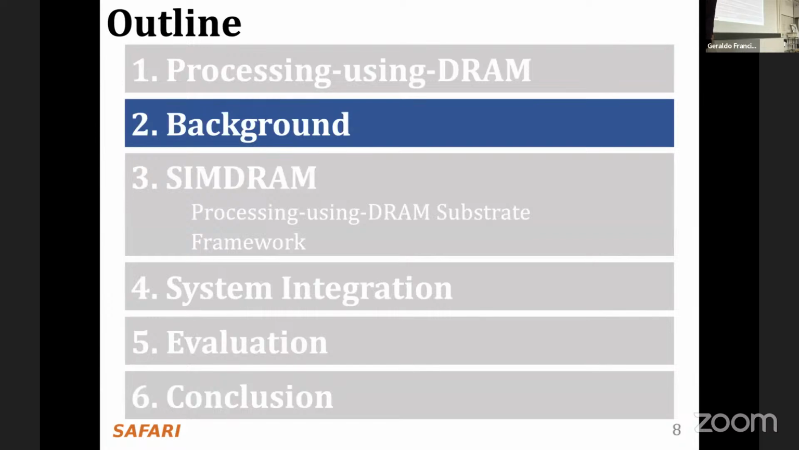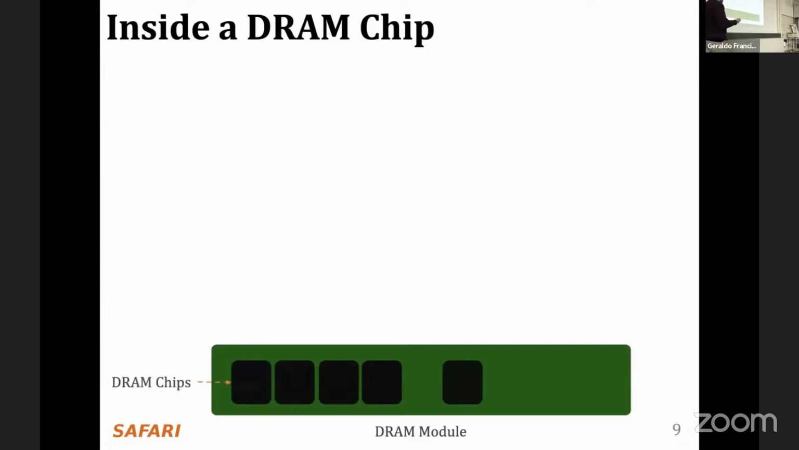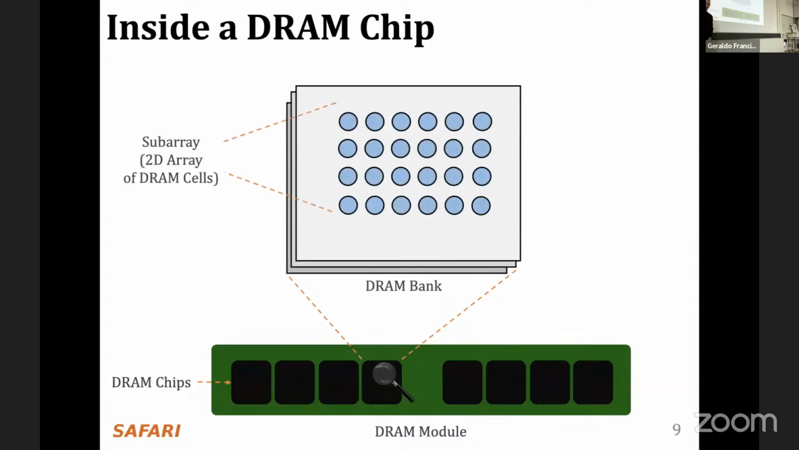Before explaining how those operations are achieved, I need to give a brief overview of how a DRAM module is organized. A DRAM module consists of multiple DRAM chips. A DRAM chip has several DRAM banks. A DRAM bank has several DRAM subarrays, which is a 2D array of DRAM cells, where we have horizontal lines connecting DRAM cells through a word line, and vertical lines connecting DRAM cells through a bit line.